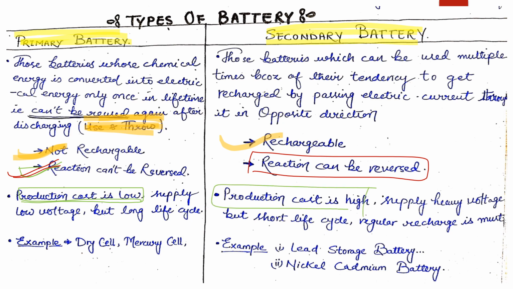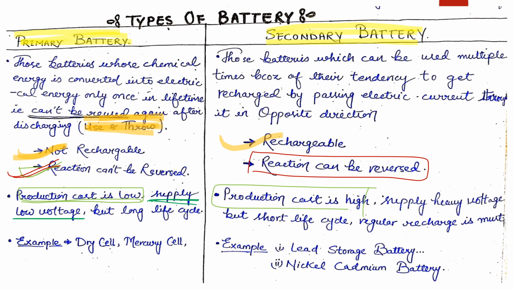Okay. Next important point, we are comparing both. Supply of low voltage. It means the primary battery is going to supply low voltage. The battery present in our watches is supplying a low voltage, but for a very long period of time.